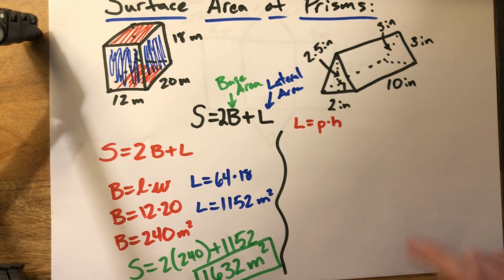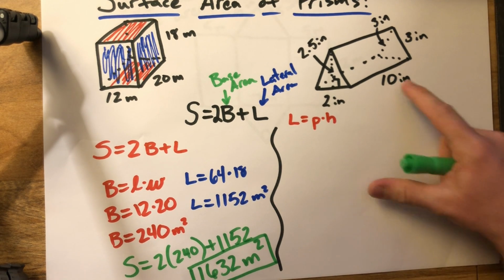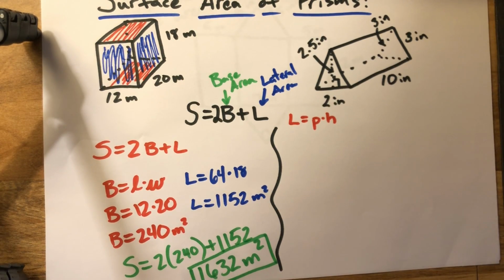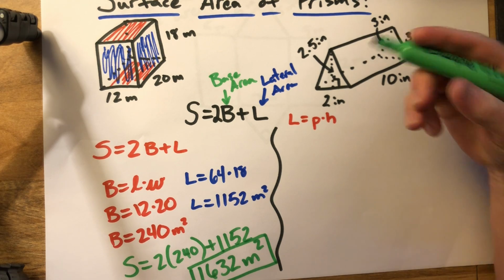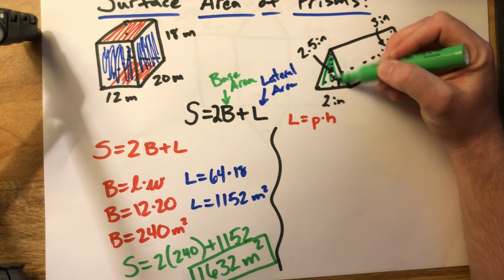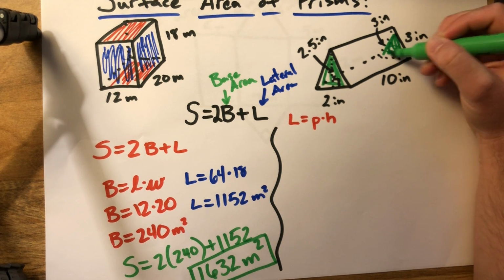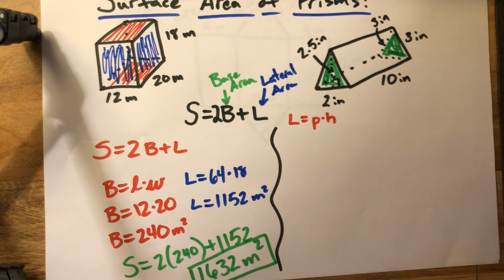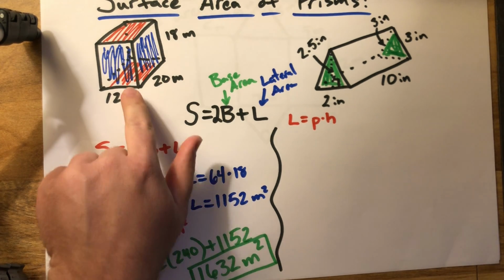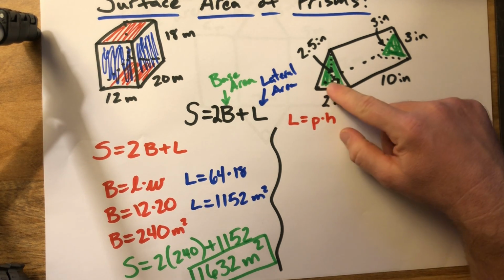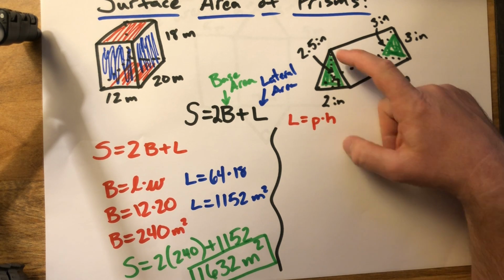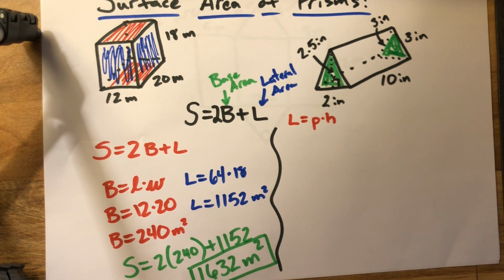Let's go next to our triangular prism. Our triangular prism is going to change a little bit in the fact that we have a different base area. In this case, our bases will be the front triangle and the back triangle. So our area formula is going to change. It's no longer going to be length times width because that was a rectangle. We now are going to use base times height divided by 2 to find a triangle.